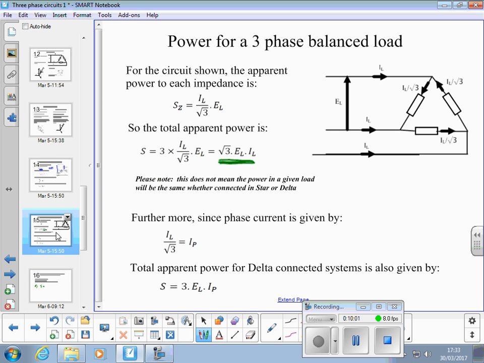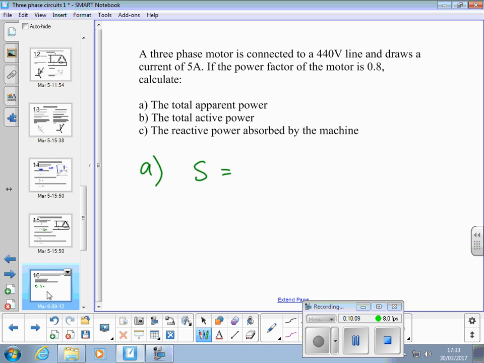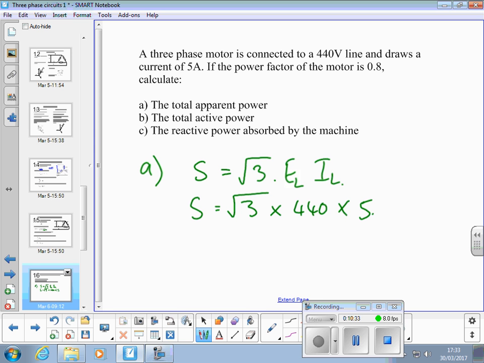Hang on, that isn't the right one, it's this one. We know the line voltage and the line current, so we can use the root 3 there. It's root 3 EL IL. So that is root 3 times 440 times 5 equals.